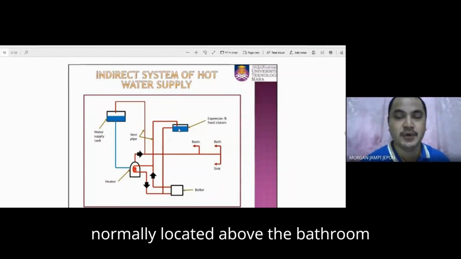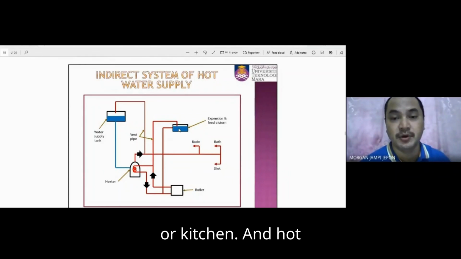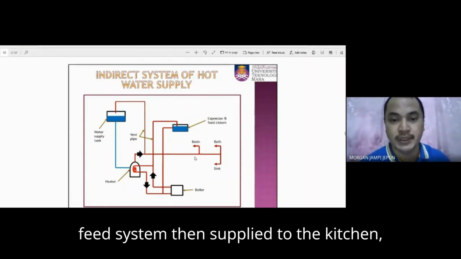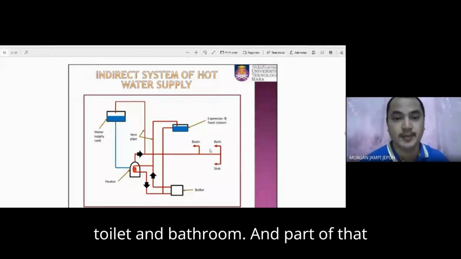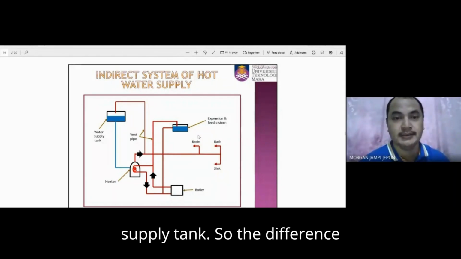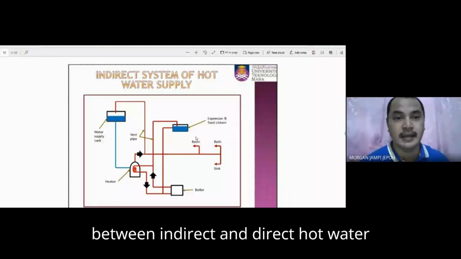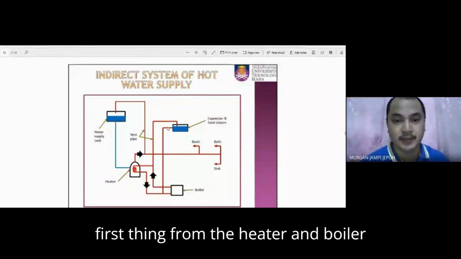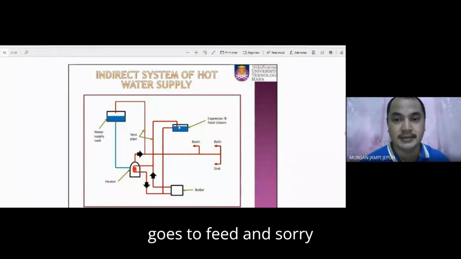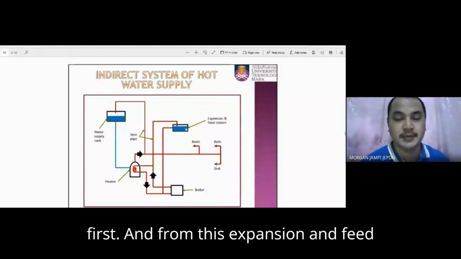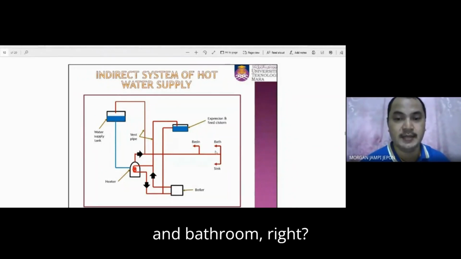This feed system is normally located above the bathroom or kitchen. Hot water from this expansion and feed system is then supplied to the kitchen, toilet, and bathroom, and part of that will overflow back to the cold water supply tank. So the difference between indirect and direct hot water supply is that in indirect hot water supply, the water from the heater and boiler goes to the expansion and feed system first, and from there it goes to the kitchen, toilet, and bathroom.